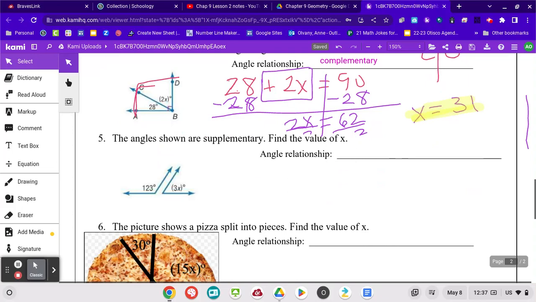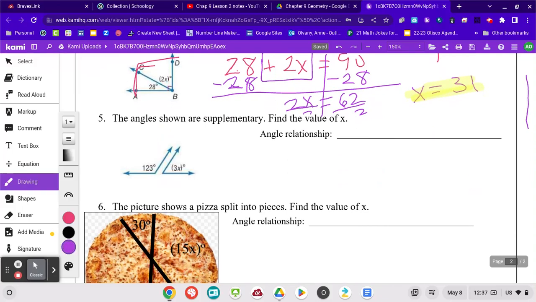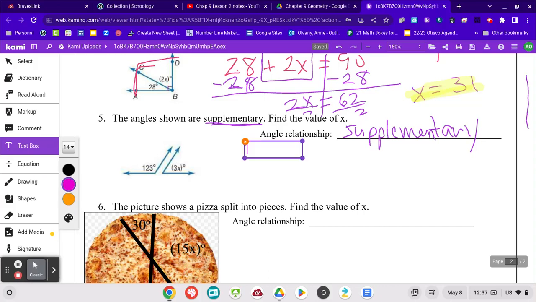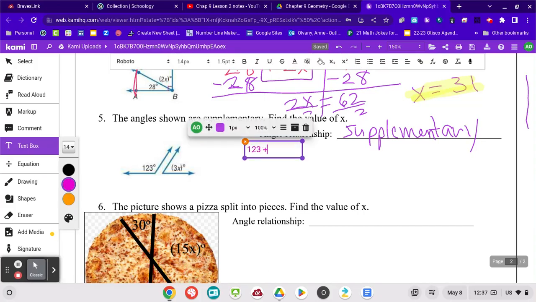Let's take a look at the next one. Oops, not doing so well here. The angles shown are supplementary, so they told us that. We already know that the angle relationship is supplementary. That means that we're going to take the two angles and we're going to add them together. 123 plus 3x equals 180.